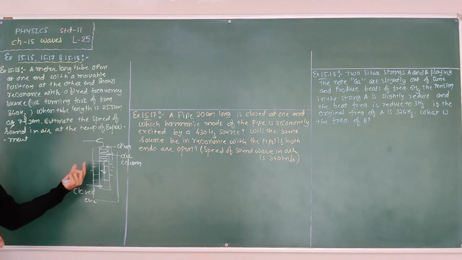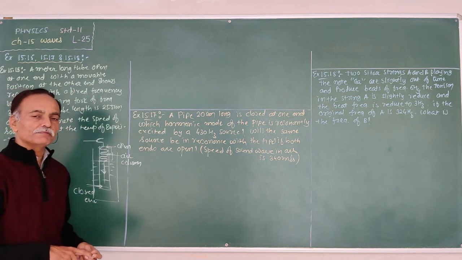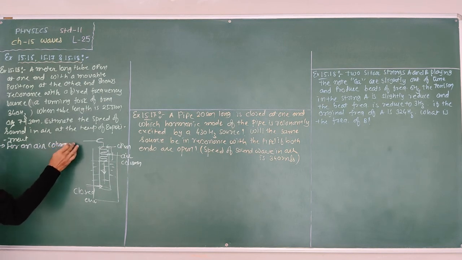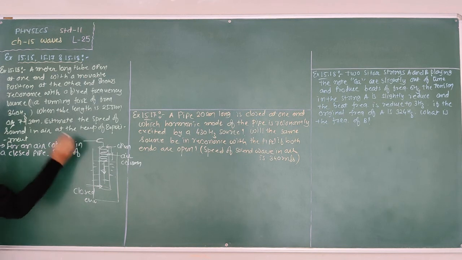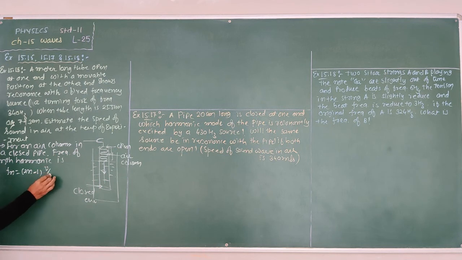Right? For an air column in a closed pipe, the frequency of the nth harmonic Fn is equal to (2n minus 1) into V upon 4L. Here n is equal to 1, 2, 3 and so on. That is the equation of the frequency of the nth harmonic.